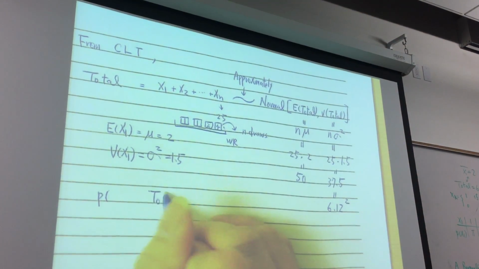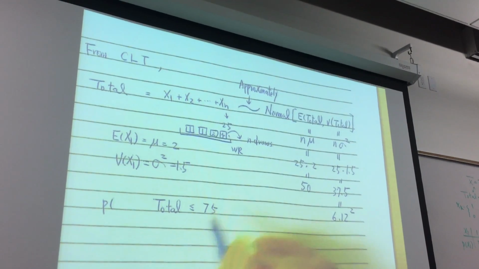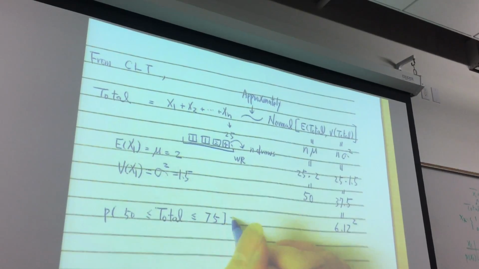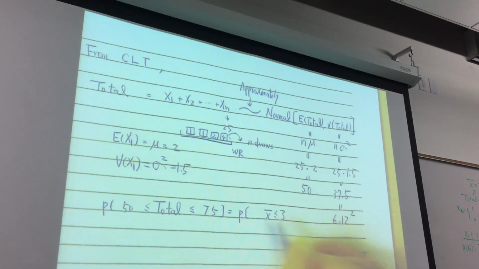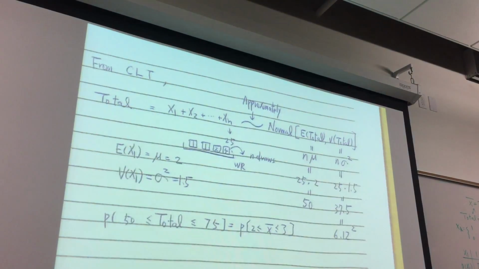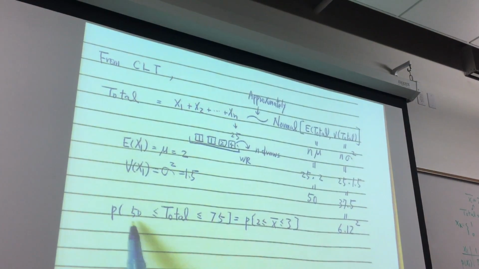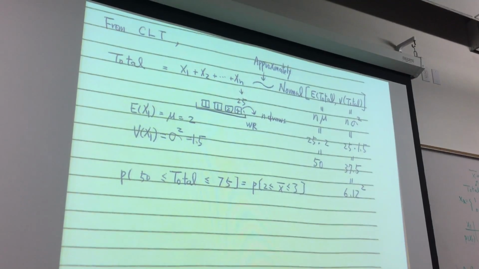We want to find the sample total between 75 and 50. Or equivalently, I want to find the sample mean between 3 and 2. Okay? Between 3 and 2. So how can I find the sample total between 50 and 75? How can I do that? Look at it.